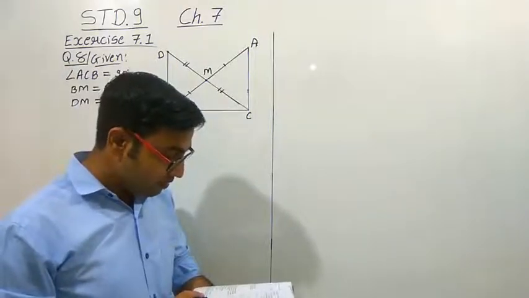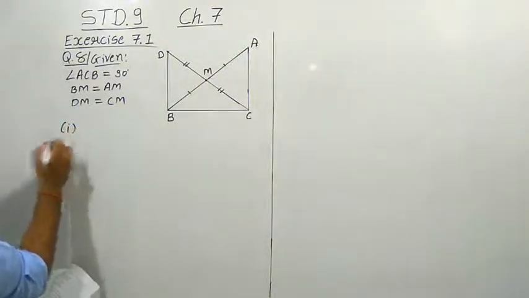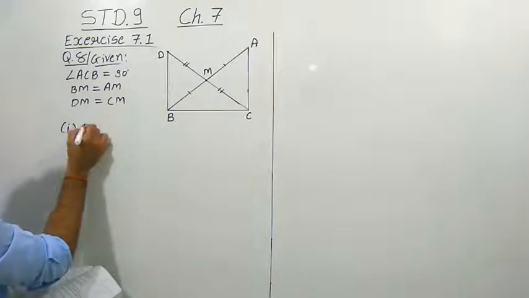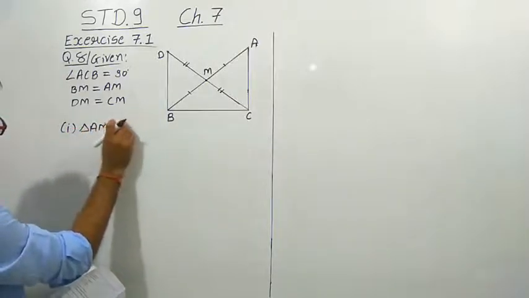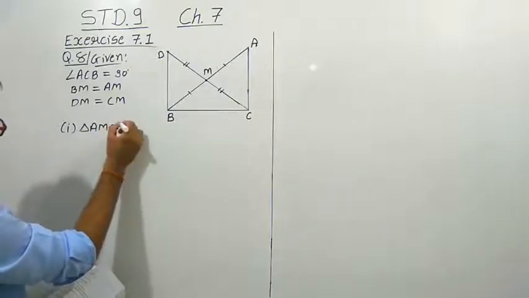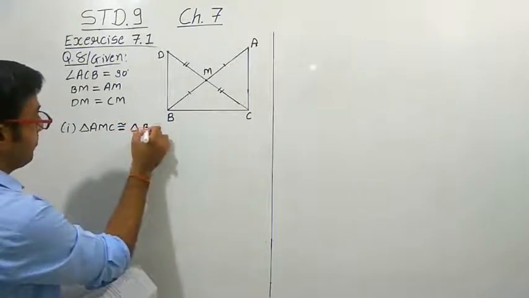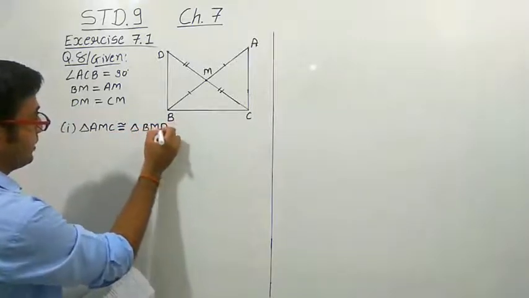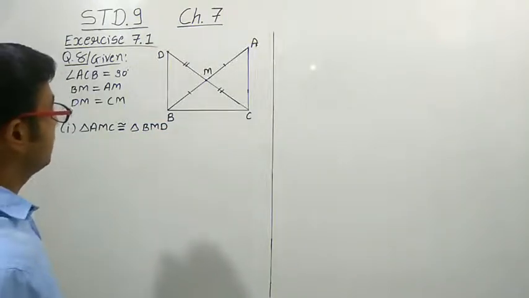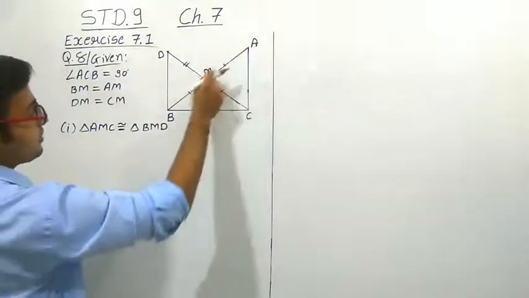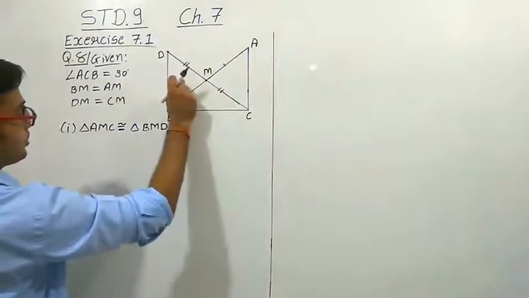So the first thing we have to prove here is that triangle AMC is congruent to triangle BMD. This is the first thing that we have to prove here, right? So where is the triangle AMC? AMC is this triangle, this portion, and BMD is this portion, this triangle.